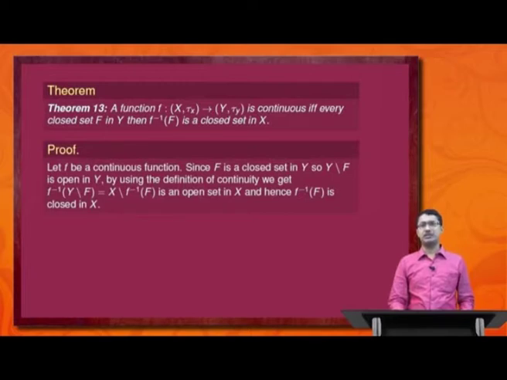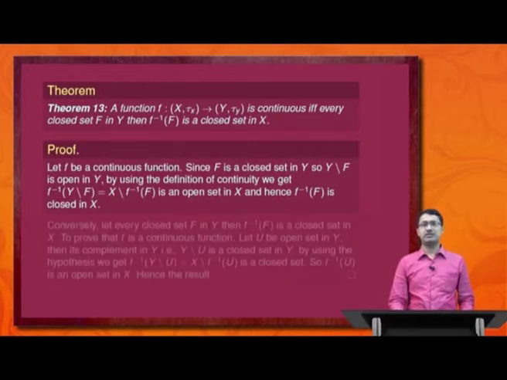Since F is a closed set in Y, its complement in Y, that is Y minus F, is an open set in Y. By using the definition of continuity, we get f inverse of (Y minus F) is an open set, and from the set property or function property, we get f inverse of (Y minus F) is equal to X minus f inverse of F, and this is an open set. So its complement, that means f inverse of F, is a closed set in X, and that's all. That means the first part is obvious.